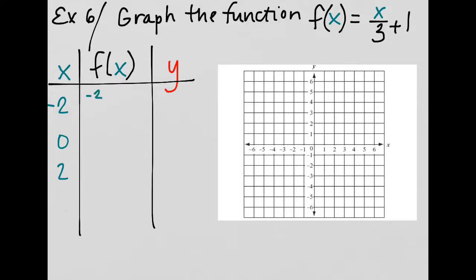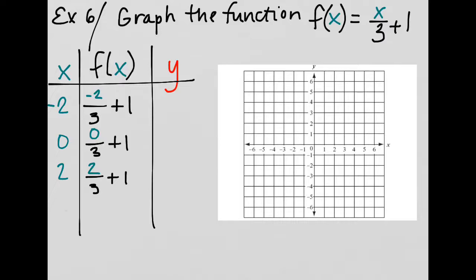All right. Now, what is my rule? I'm going to take whatever x is, divide it by 3, and then add 1, right? That's the rule or the function. Take whatever x is, divide by 3, add 1. Okay, so I'm going to have 0 divided by 3, add 1. Oops. And 2 divided by 3 and add 1.